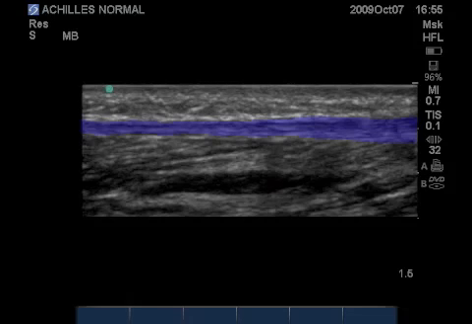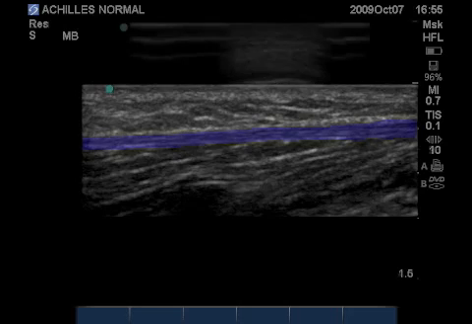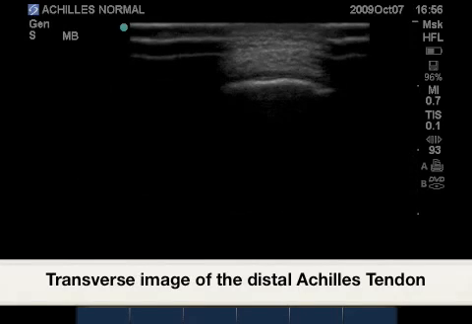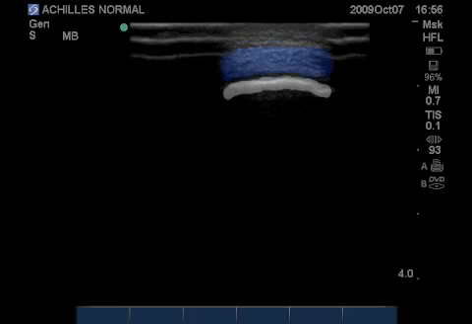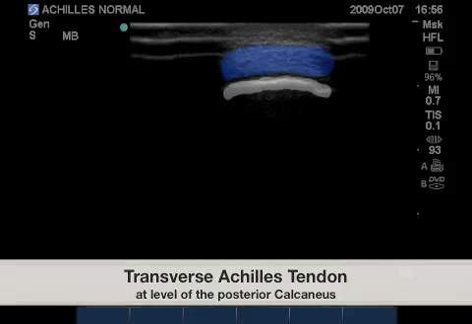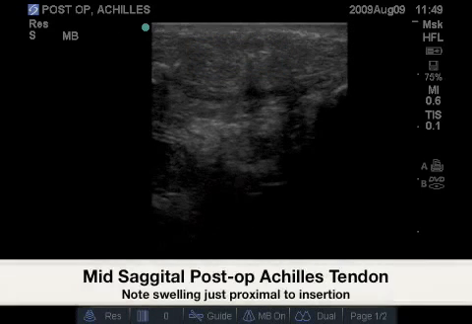The Achilles tendon eventually tapers to a thin fascia layer at the mid-level of the gastrocnemius medial and lateral heads. Here is a cross-section of the calcaneus highlighted here in white, followed by a cross-section of the Achilles tendon superficially. Here we will see images of the normal intact postoperative Achilles tendon.